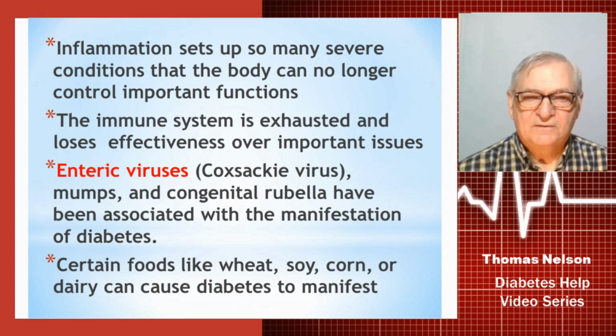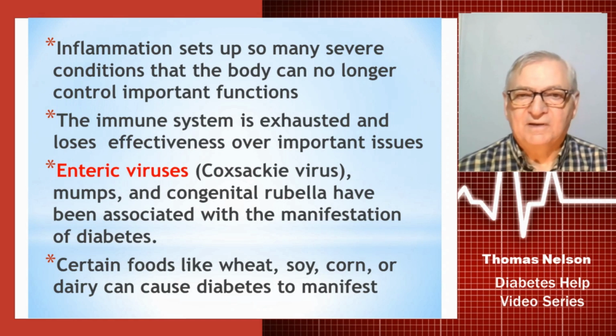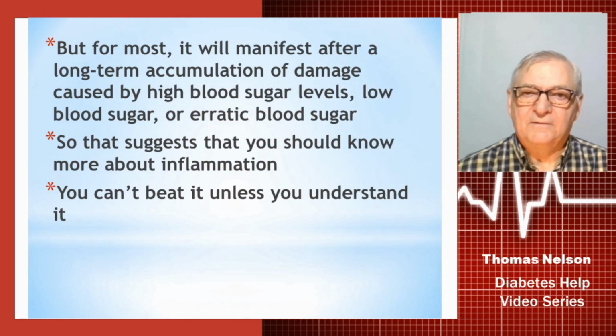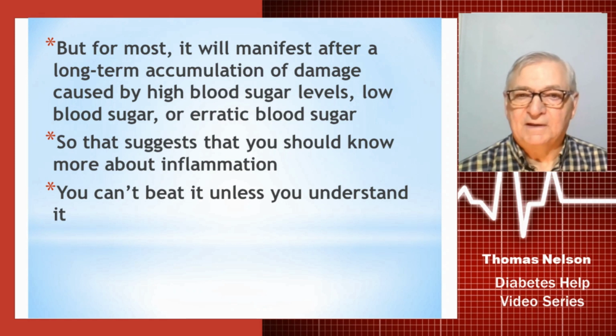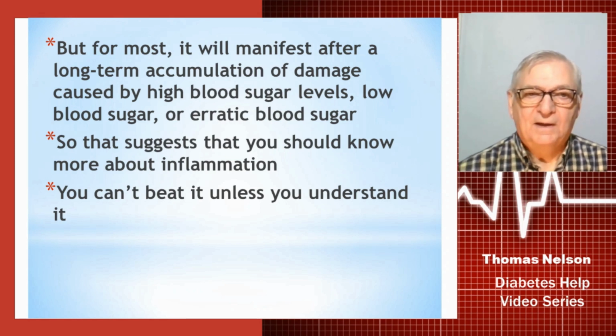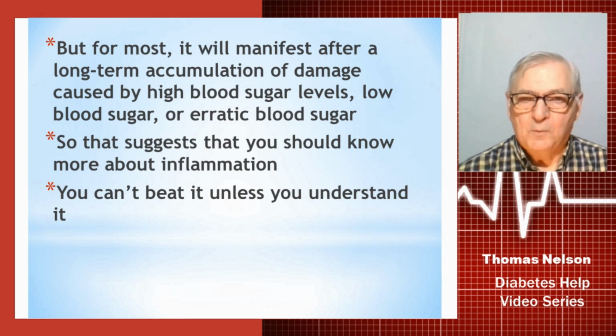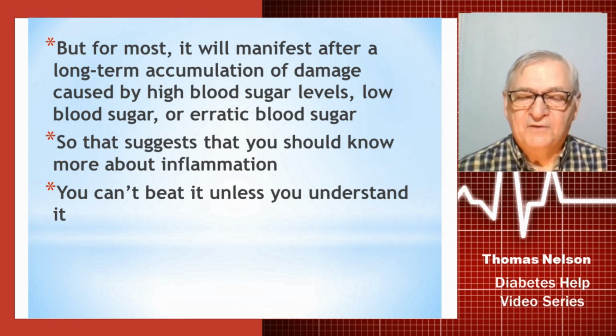Certain foods like wheat, soy, corn, and dairy can cause diabetes to manifest. In fact, there's numerous studies now that have proven that dairy can cause type 1 juvenile diabetes to manifest, even in very young children. But for most, it will manifest after a long-term accumulation of damage that was caused by the inflammation, high blood sugars, low blood sugars, or usually including erratic blood sugars. So that is going to suggest that you should learn all you can about inflammation, because you can't beat it unless you understand it.